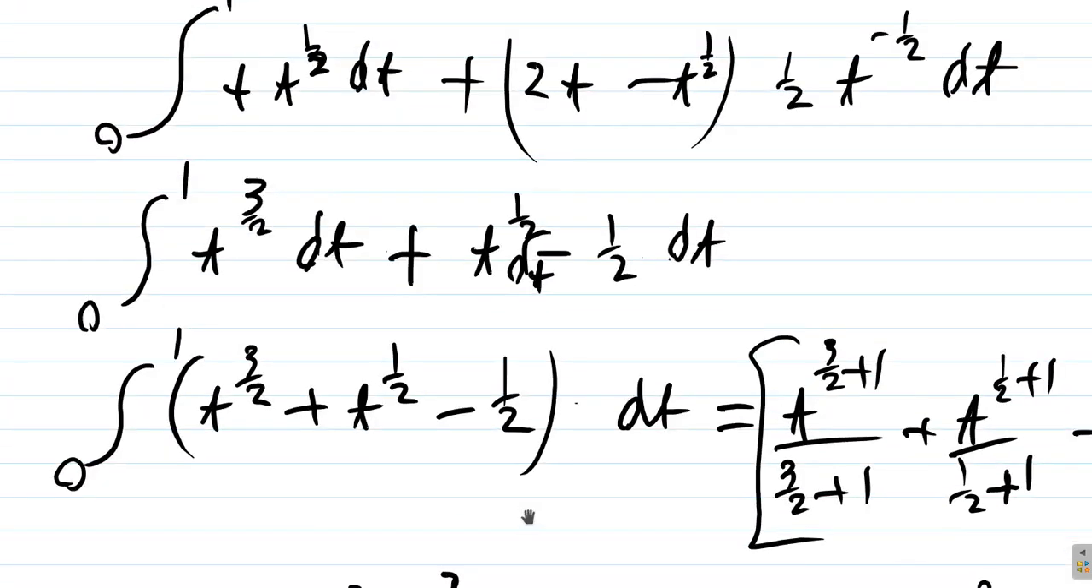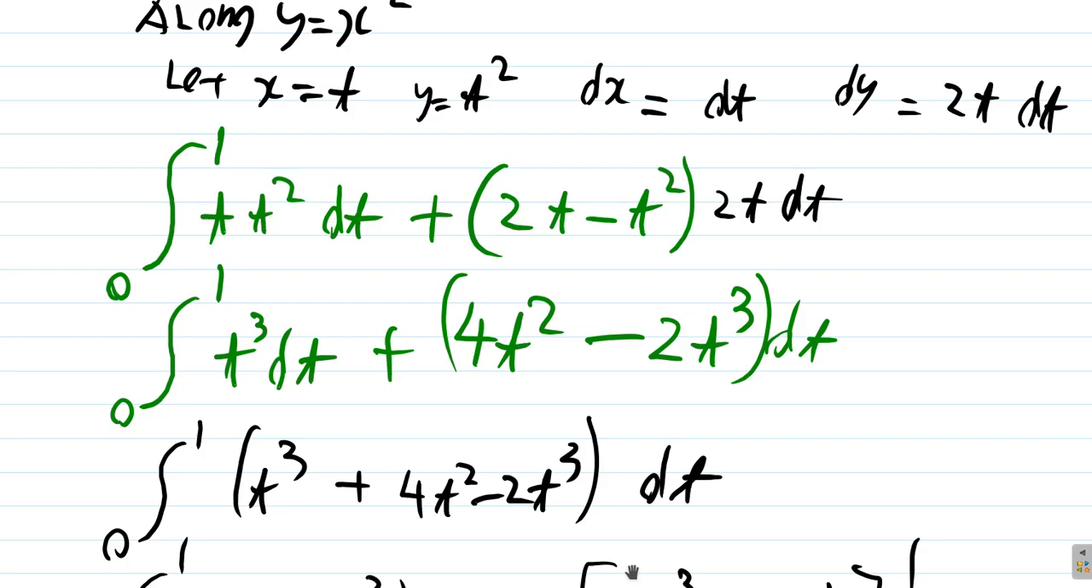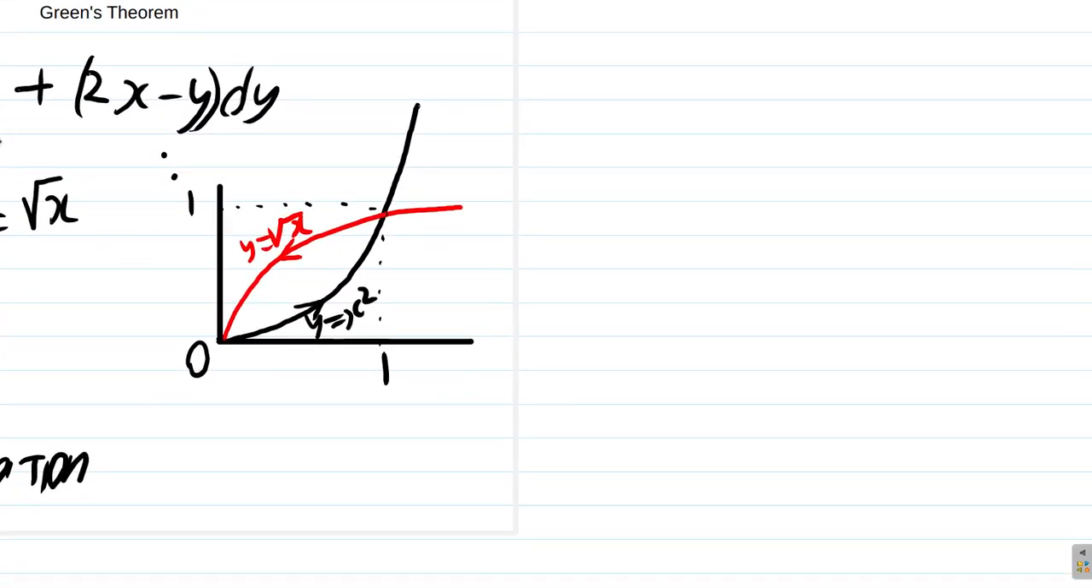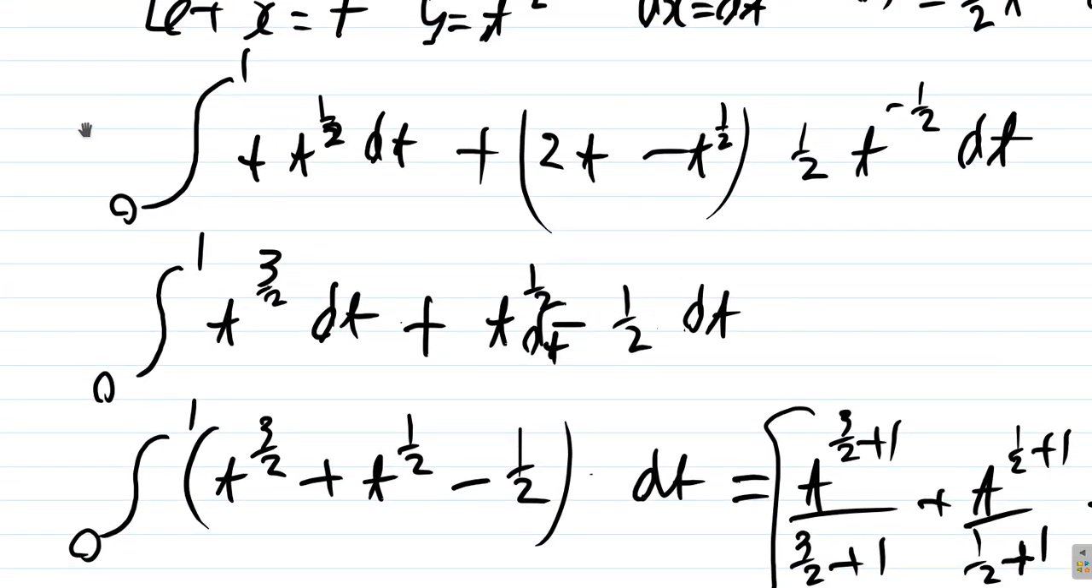Oh, by the way, my mistake. Hold on. I just realized it. When we go along y equal x squared, we went from 0 to 1. But when we go along y equal square root of x, we're going back this way. So we go from 1 to 0. So this should be 1 to 0. We could keep it as 0 to 1 and put a negative sign in front. But I prefer to put it back from 1 to 0. So we're going from 1 to 0, right?